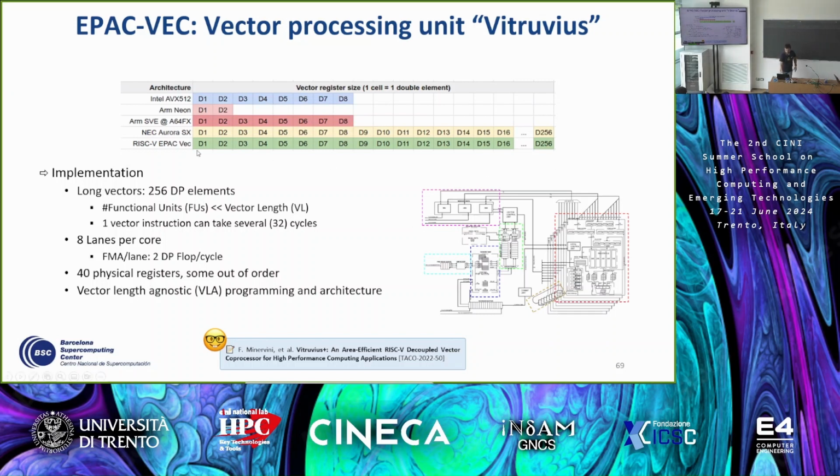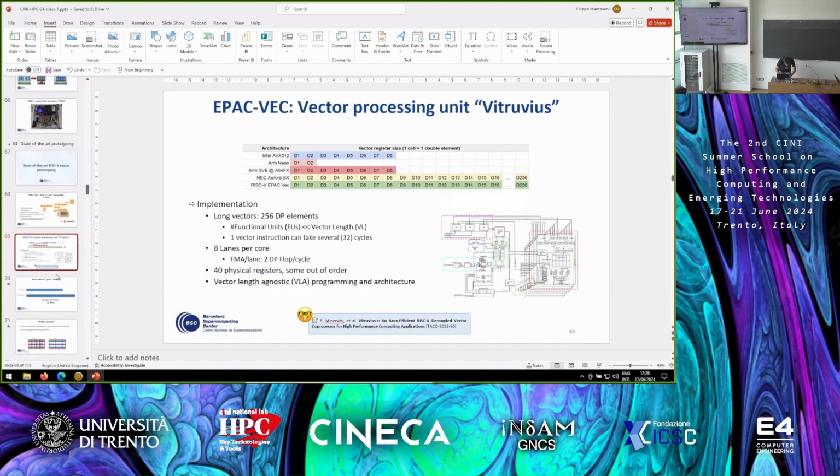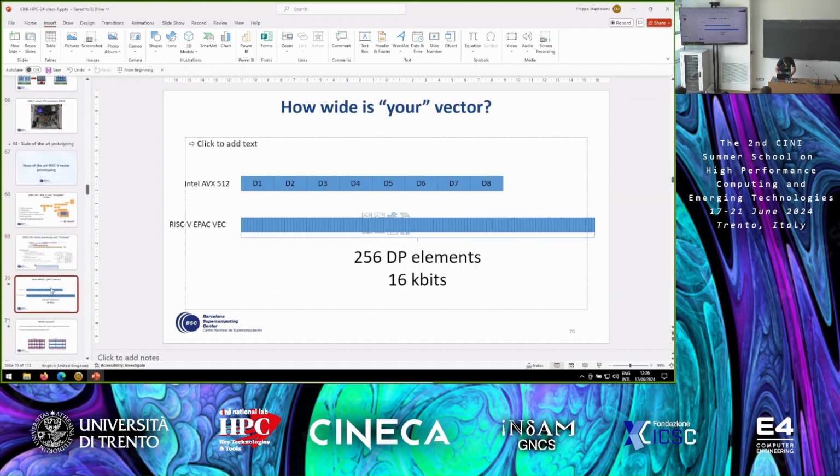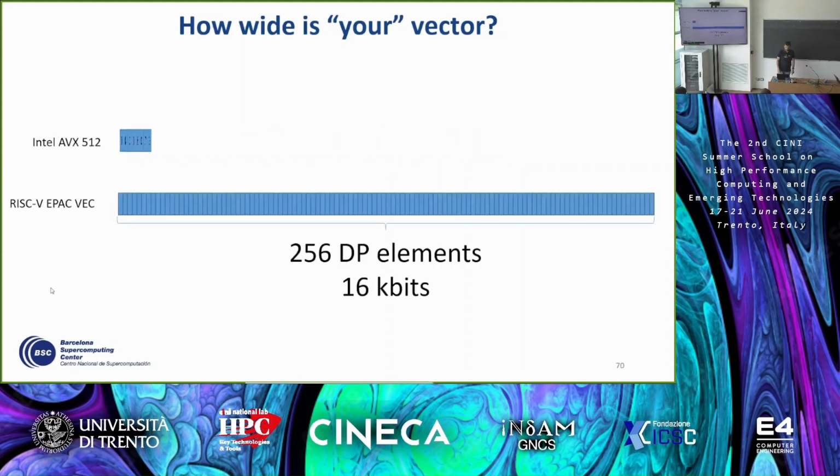So look at it in this table. I have one that is better. This is Intel AVX. This is what we have. This is to scale, okay? So it is a lot of data. If you are a visual person, please look into that, okay? So one register is 16 kilobits, okay?